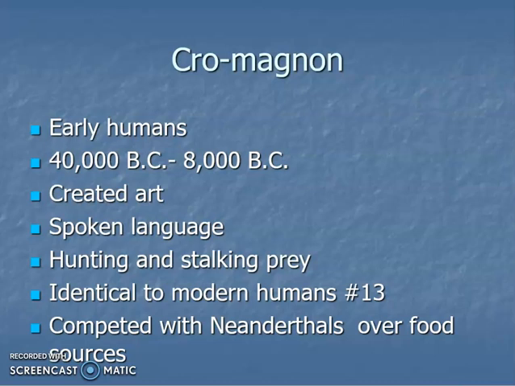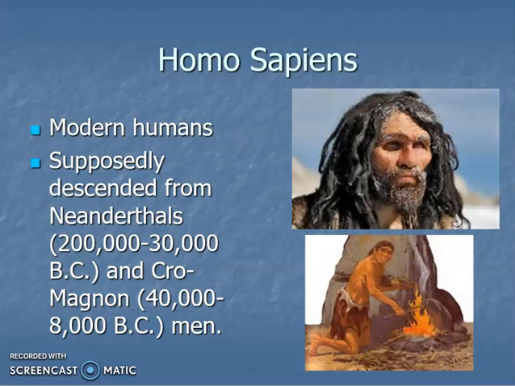Cro-Magnons are modern humans. They competed with Neanderthals over food, and they actually intermarried with Neanderthals. So most humans have Cro-Magnon and Neanderthal DNA. Yeah, so here you go. That's pictures of what early humans might have looked like, with fire and stuff.